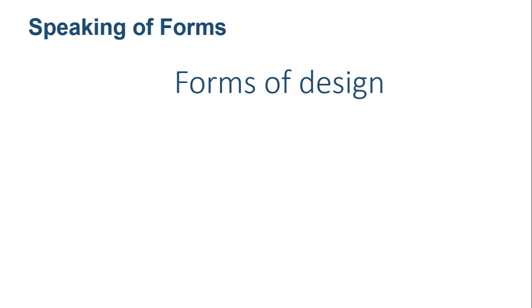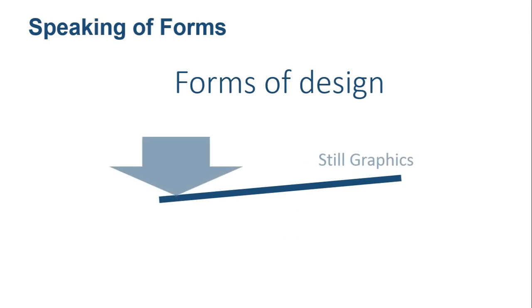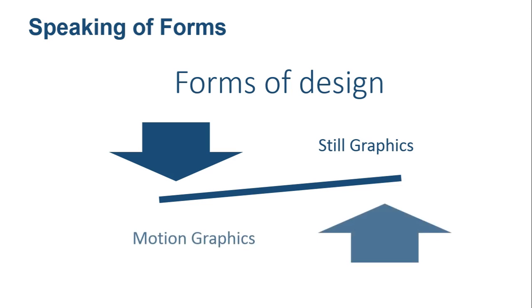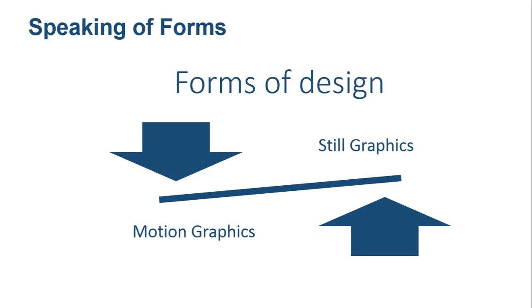So speaking of forms, we want to look at forms of design. Design could either be in the form of still graphics, where it's really static, like the picture you saw, and sometimes in today's world it's also in the form of motion graphics, where we tie some form of motion to the design, so the design actually moves, and in the process of moving, it captures attention and effectively communicates an idea to the end user.